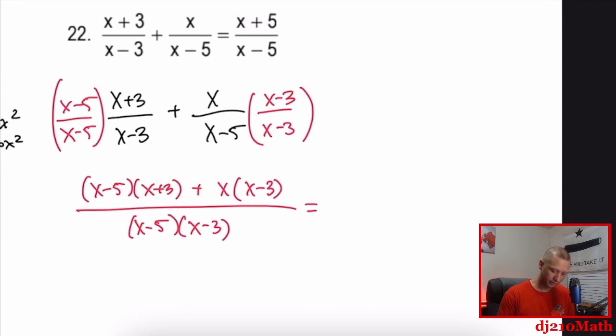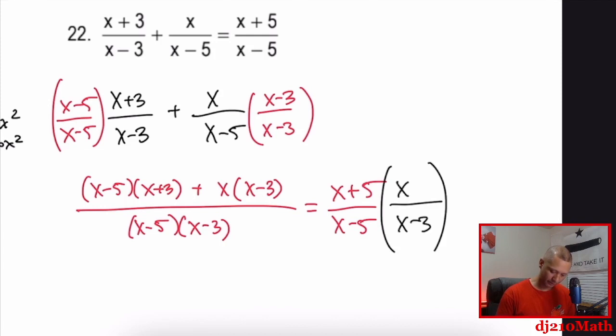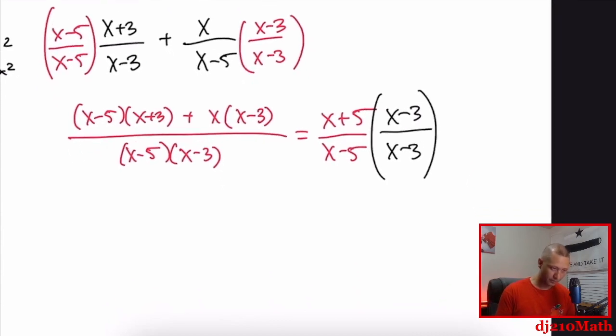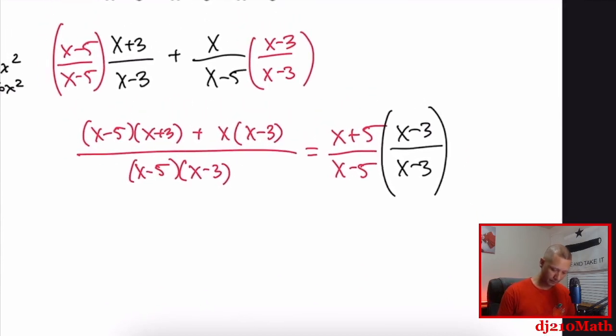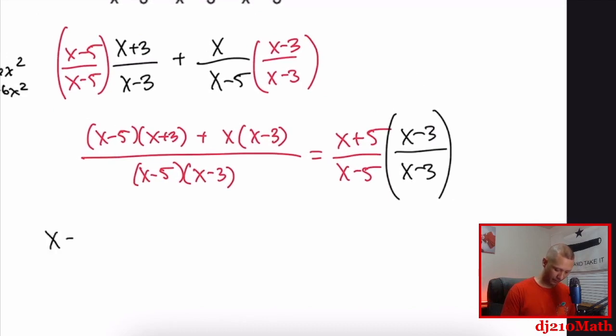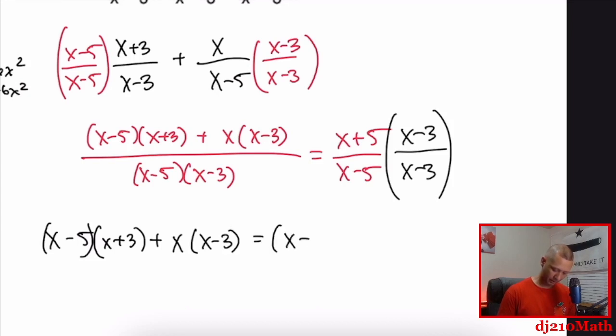All right, we know that this is going to be equal to x minus 5, x plus 5. So that means I'm going to hit this side with x minus 3, right, to make the denominators match. So, looking at just the numerators, x minus 5, x plus 3, plus x minus 3. This should equal x plus 5, x minus 3.